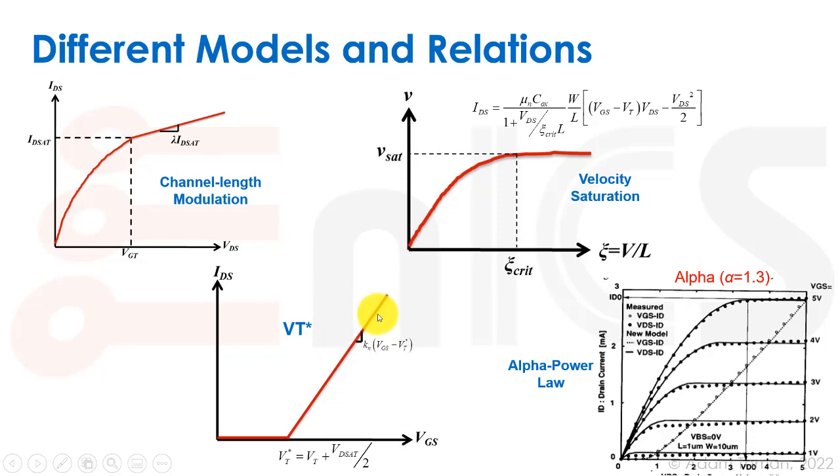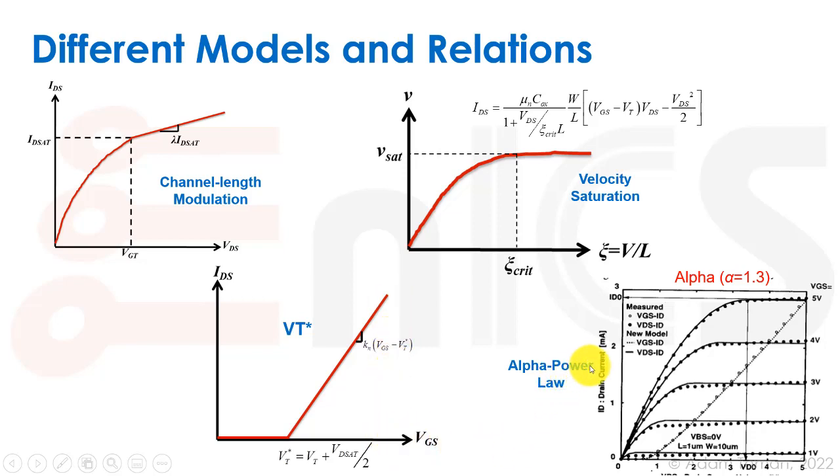VDD, we can simplify our whole model by making it piecewise linear, and then we say that this point here is called VT star. It's at VT plus VT sat over 2, and then we get just this really piecewise linear type of curve, which is really easy to use for hand calculations. So that's our VT star model. It is not dependent on VDS because it assumes that VDS equals VD sat, or at least VDS effective equals VD sat.